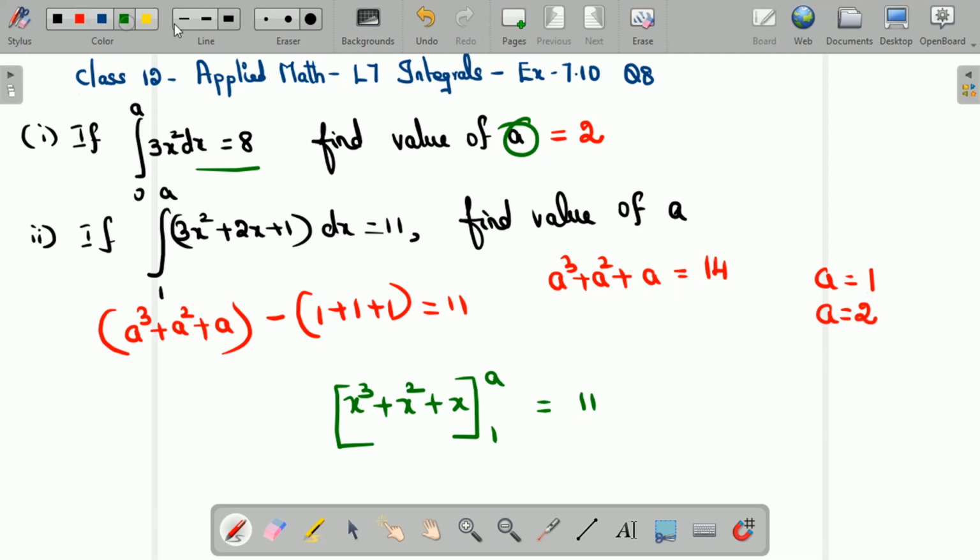If you try a equal to 2, you get 2 cubed, which is 8, plus 2 squared, which is actually 4, plus 2. So this is equal to 14. This shows that a is going to be equal to 2. So in the second subdivision also, a's value is equal to 2.